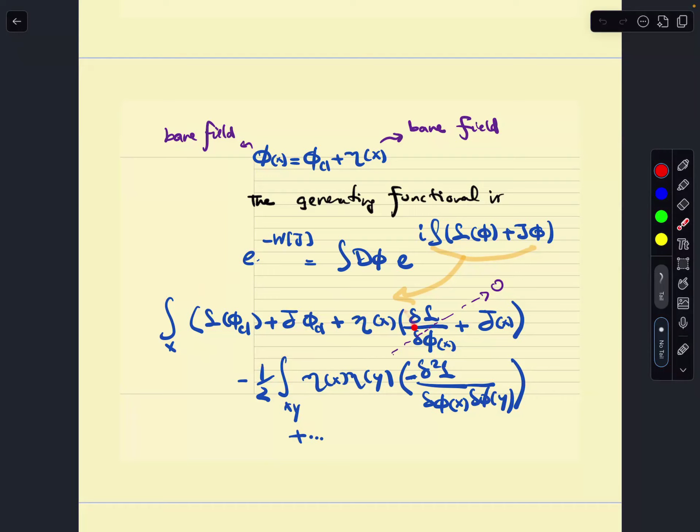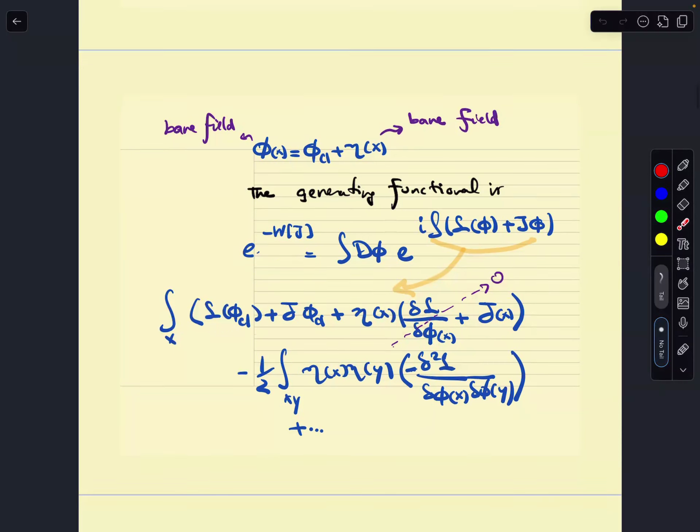Then there's a linear term, the coefficient of which is the first variation of the Lagrangian with respect to phi of x plus J of x. But this is 0 by the equations of motion. In the presence of a source, if you vary the Lagrangian density with respect to the field phi, you're going to find minus J. So this is 0 by virtue of the equations of motion.